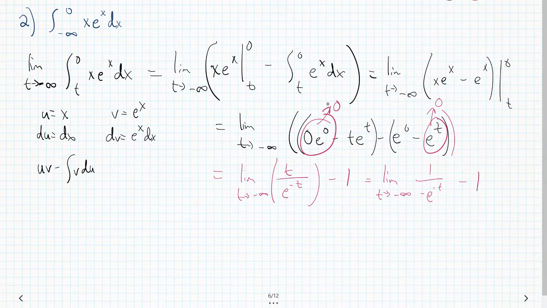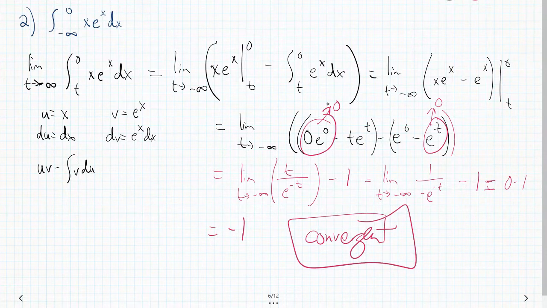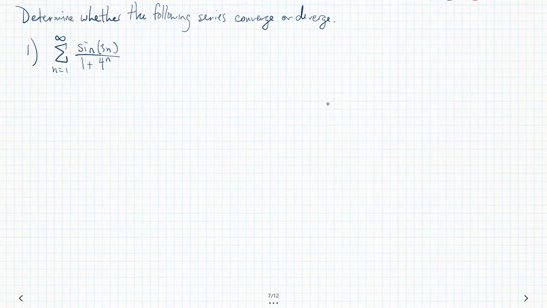That's 1 over something that's approaching a very large negative, I guess you could say. And so that would be 0. So this becomes 0 minus 1. So our answer is negative 1. So this thing is convergent, because we actually found the value. Okay. So now moving from those integrals, let's try and hop into series and see what happens.